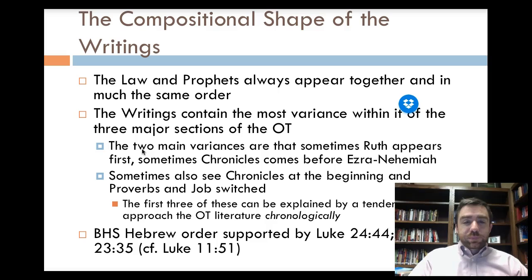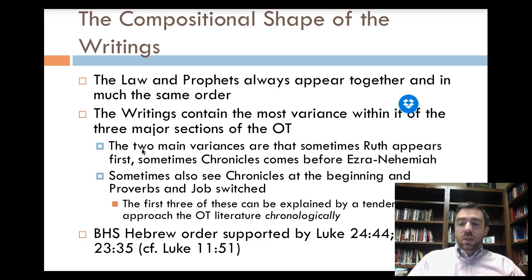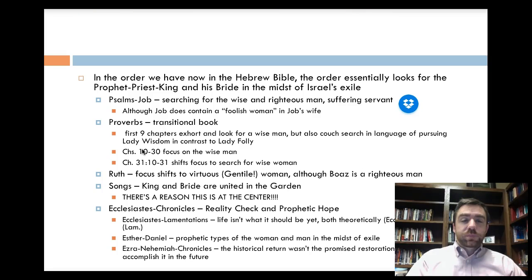In any case, the order that we're going to look at is well attested, and it seems to be attested to by Jesus. So we're going to use that order. It's the order that the Jewish people put their Bible in today, so we're going to use that order to walk through.